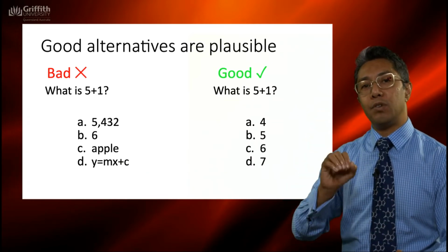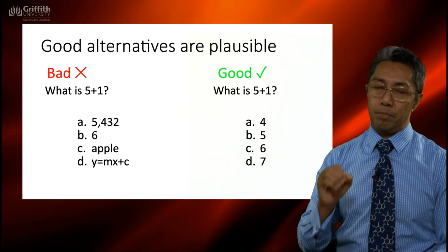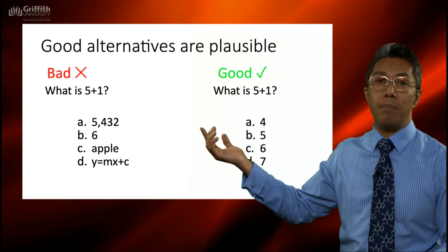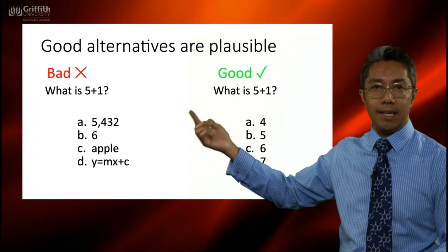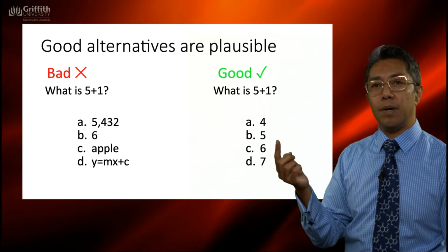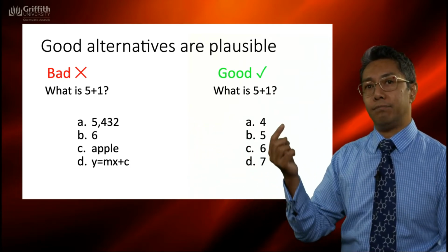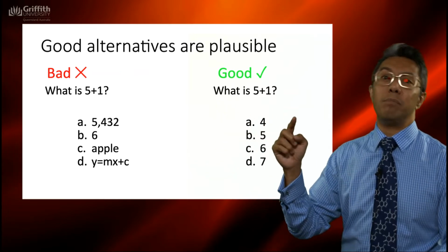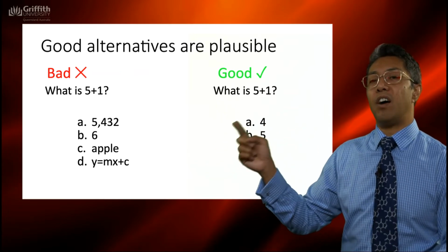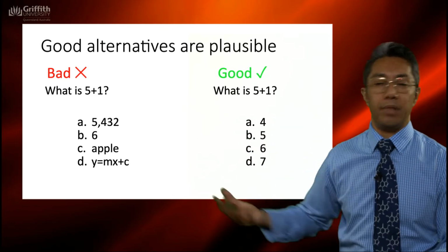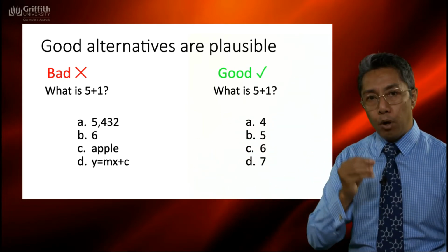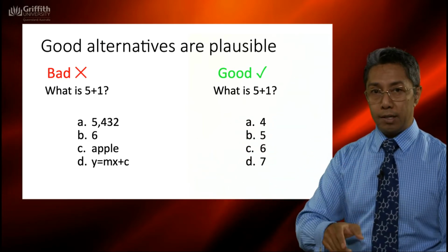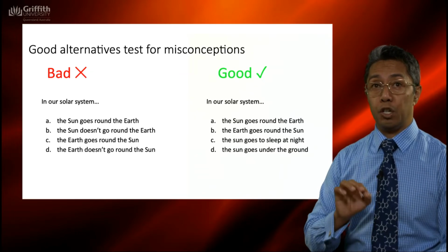Okay, let's move on to distractors and writing good distractors. Now, good distractors, the alternatives must be plausible. If you've got the question 5 plus 1, these are kind of silly distractors, whereas these ones are a little bit more nuanced. A student may see 5 plus 1, but they might subtract, or they see the 5 plus 1 and just come up with the answer 5. So the more plausible your distractors, the more effective your question will be.